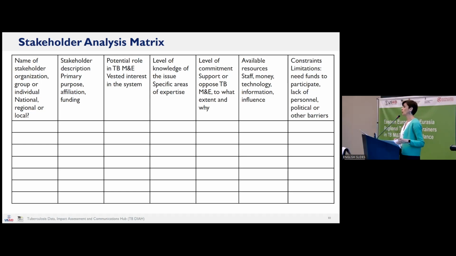Next column, to describe this stakeholder. What is it? Is it a donor? Is it a private person? Is it the public organization? Number 3, their potential role. We will distribute these forms to you, so you don't need to write it down. What is their potential role, vested interest, and also level of knowledge on the issue, so that we know further how to communicate with them, level of commitment.